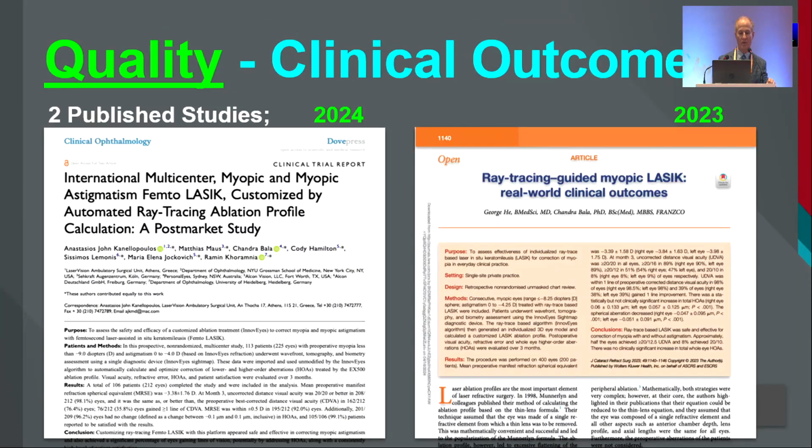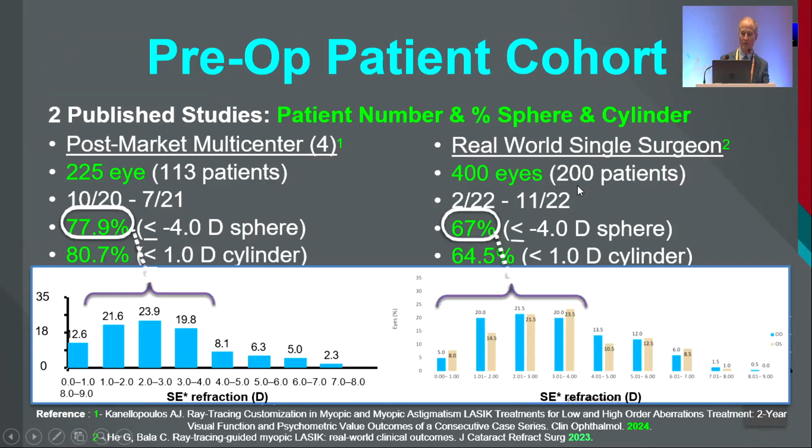And then ultimately, if we look at what else has been published on a global level, 2 studies in the last 2 years, a multi-center study out of Europe and Australia, as well as a single surgeon study out of Australia. Looking at those 2 data sets, preoperatively here 78% were less than 4 diopter sphere, 80% less than 1 diopter cylinder, so there were some higher myopes there too. In the single surgeon study, there were a little bit higher myopes and higher cylinder overall.